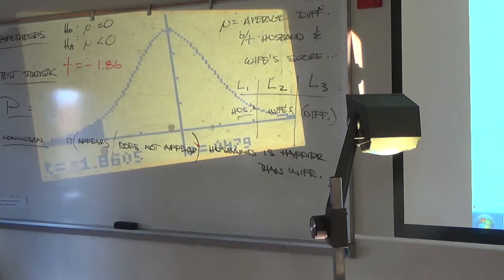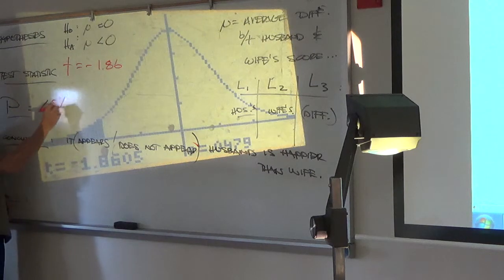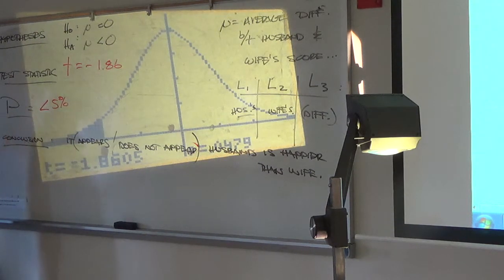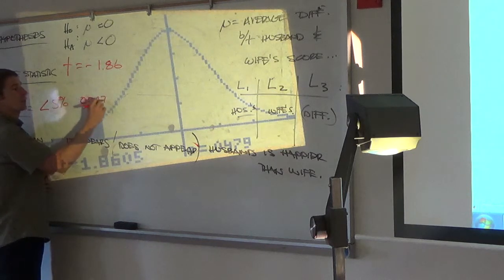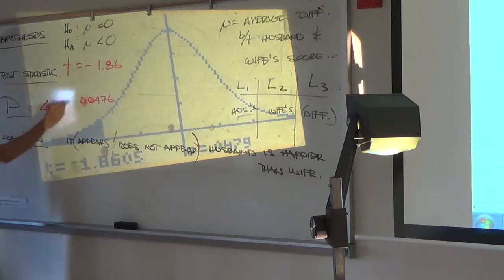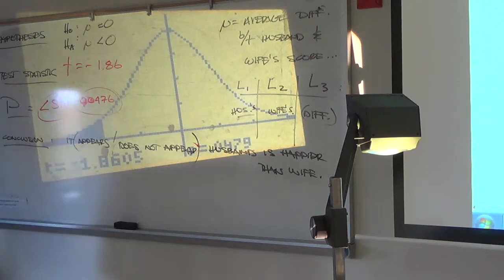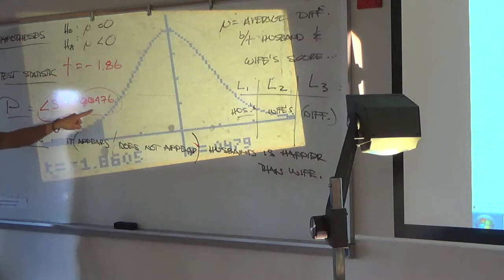Less than 5%. If you guys want to, you can just put less than 5% on your exams. You can totally do that. If you want to put the value down, it's about 4.76%. Your choice. Either put less than 5%, or put the p-value itself. Either one's fine. They both imply the same thing. What do they both imply? Men are more pleased. Yes! That says the men are more pleased because this is small.